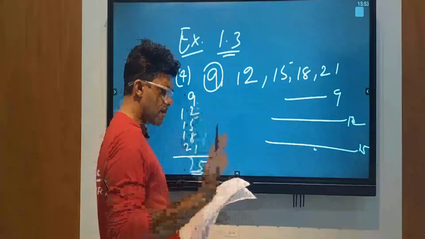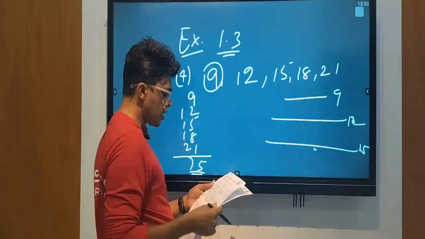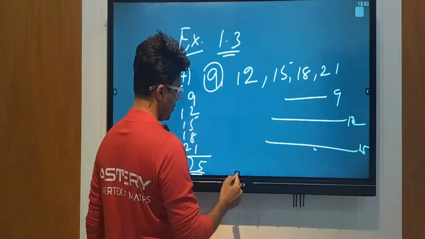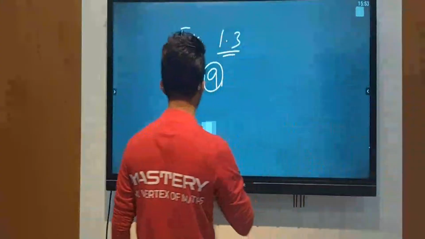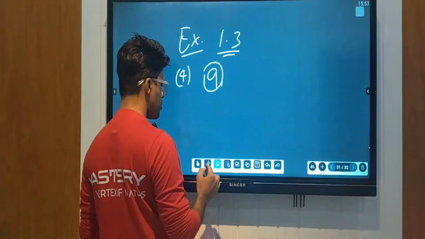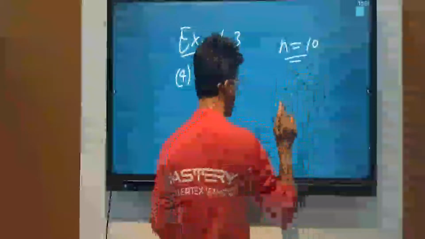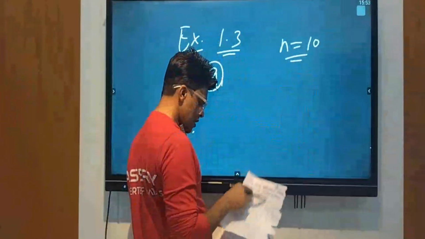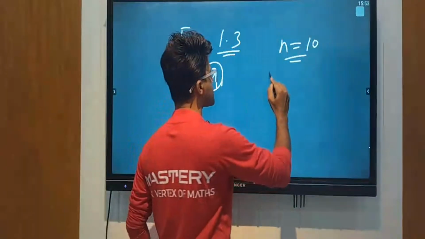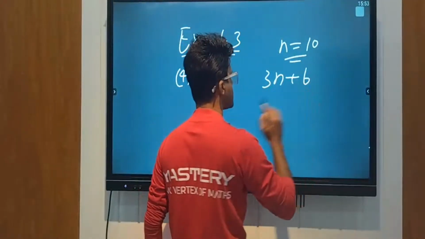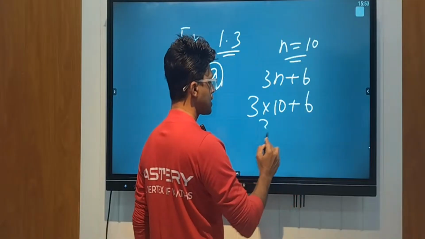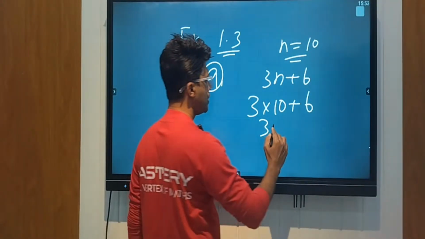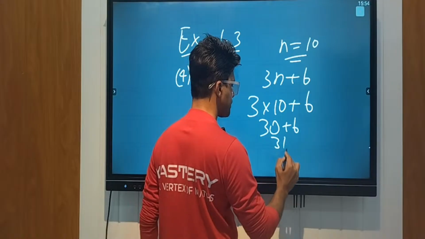The question is to show that the 10th row has 4 times the number of seats in the first row. The number of seats in the 10th row: n equals 10. The general term is 3n plus 6, so 3 times 10 is 30, plus 6 is 36.